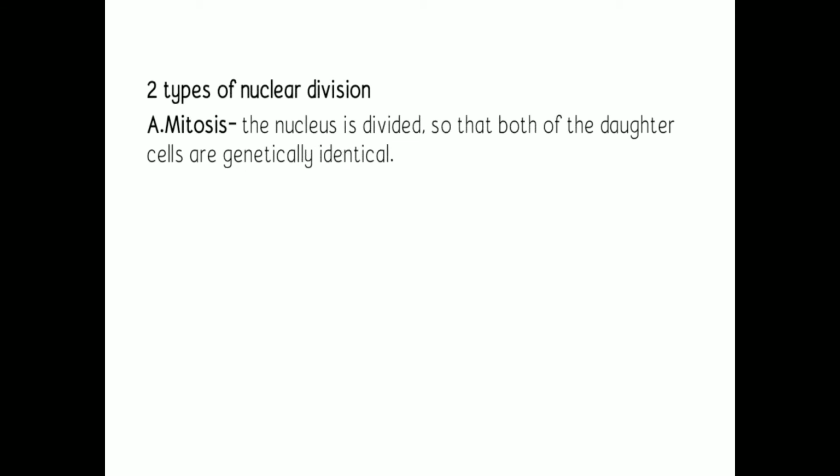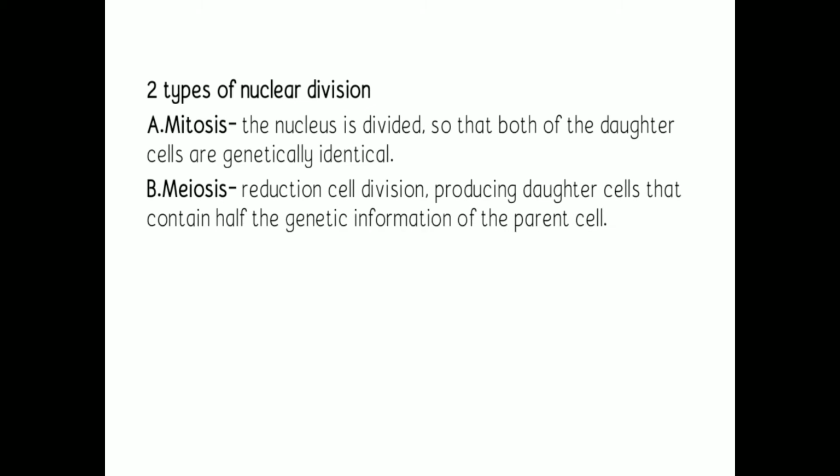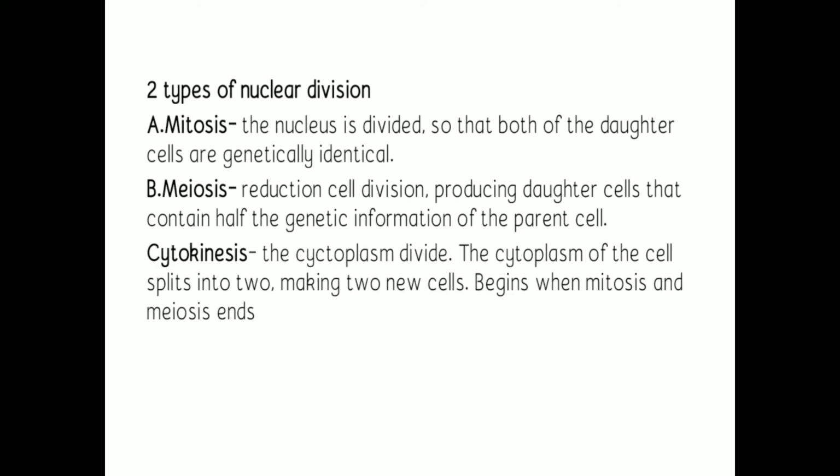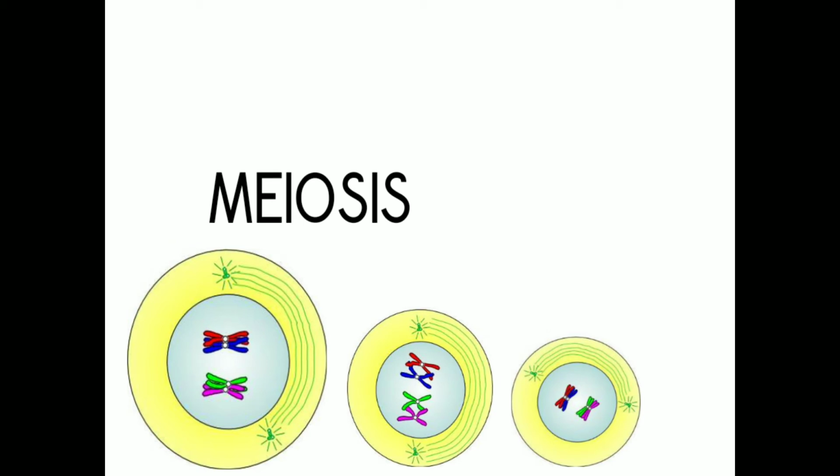Okay, so during the previous presentation, I've already discussed that we have two types of nuclear division, namely mitosis, wherein the nucleus divides, and meiosis, wherein it is a reductional cell division that produces daughter cells that contain half the genetic information of the parent cell. And we also have cytokinesis, wherein the cytoplasm of the cell splits into two, making two new cells. So cytokinesis begins at the end of mitosis and meiosis. Today, I am going to discuss the phases and substages of meiosis 1 and meiosis 2.